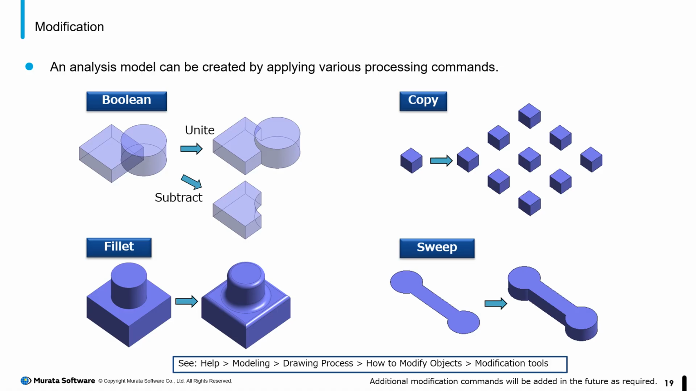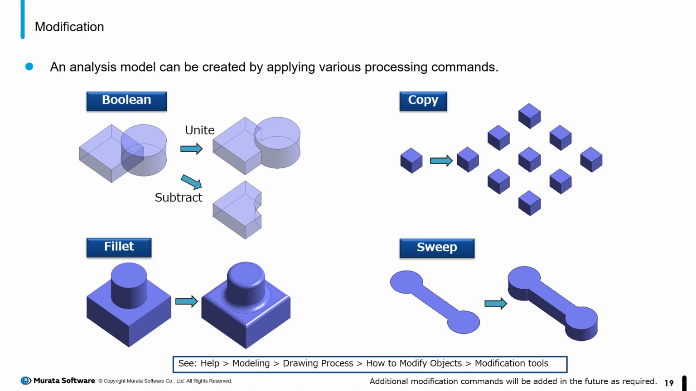Starting from this slide, I will explain how to modify the model shape. Femtet offers a variety of modification commands for model shapes, but this slide introduces just a few. First is the Boolean function. This feature allows you to perform addition or subtraction on bodies, enabling you to combine shapes, cut them, or extract shared geometries. Next is the copy function.